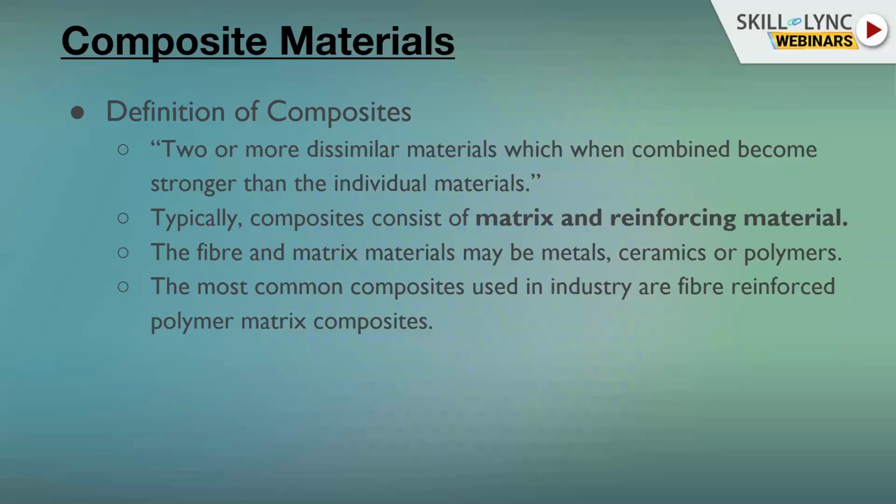As you see, the fibers and matrix materials can either be metals, ceramics, polymers, or a combination of these. In the industry these days, whether it is aerospace, marine or architecture, most of the composite materials are made up of polymers, and polymer matrix composites are used widely in all the different industries these days.